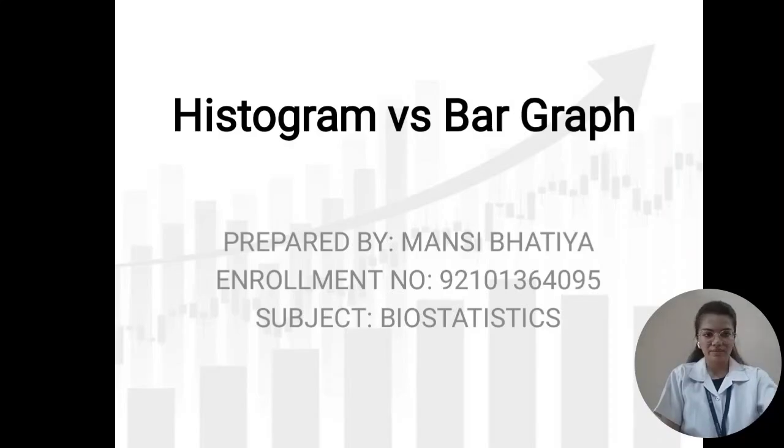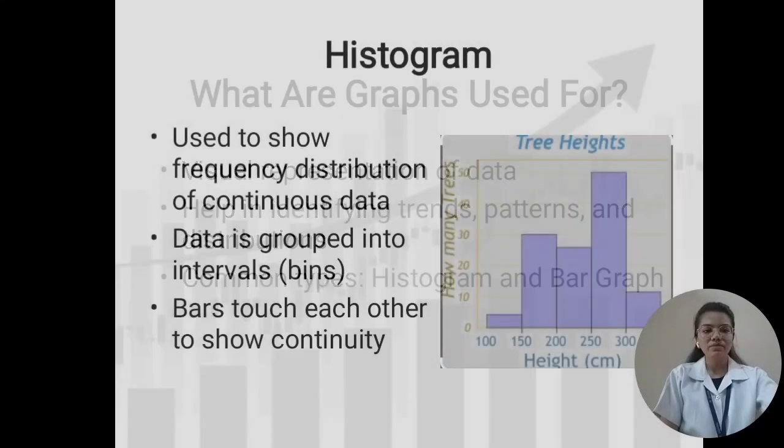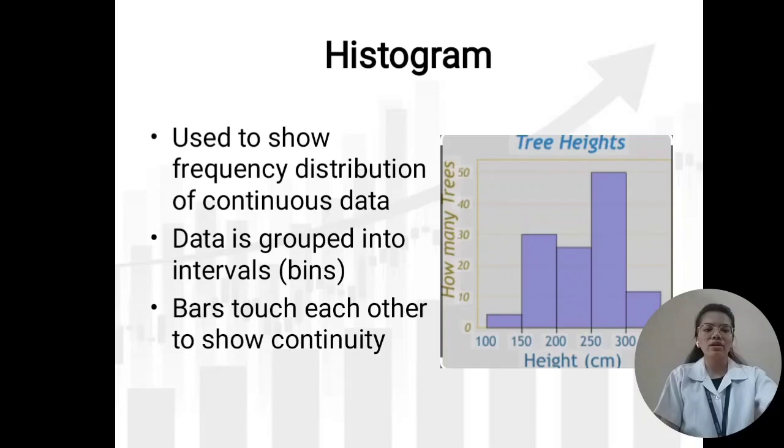So let's start. First of all, what are graphs used for? They are used for visual representation of data, helping in identifying trends, patterns and distribution of data. Common types are histogram and bar graph. Now first of all, what is a histogram?